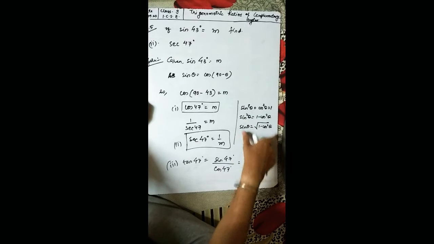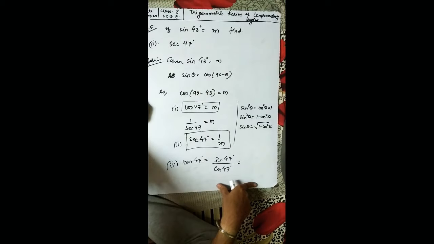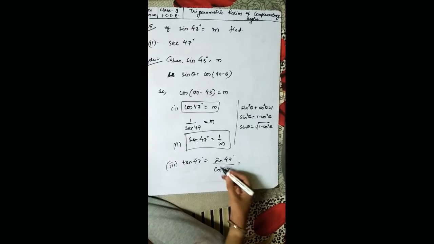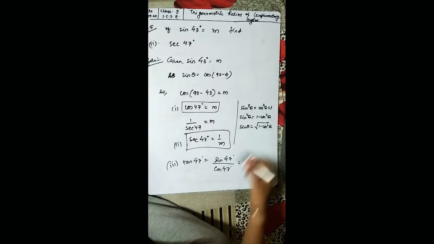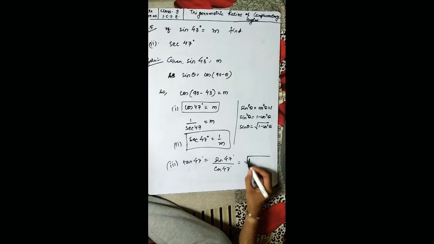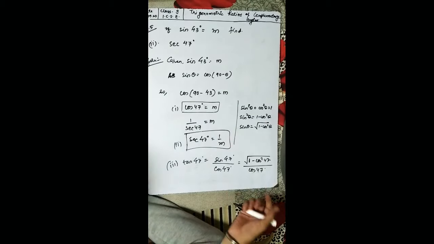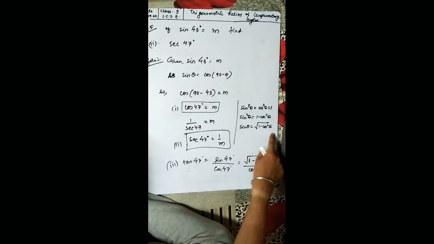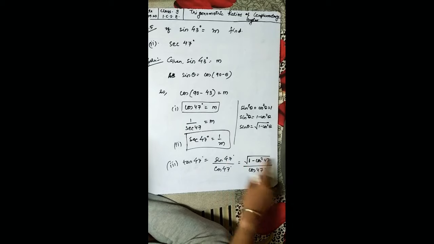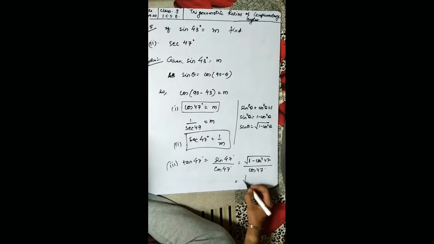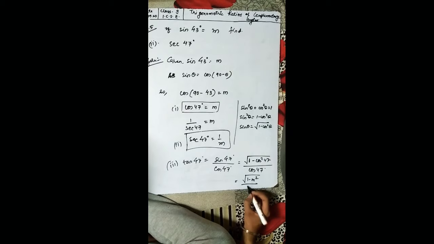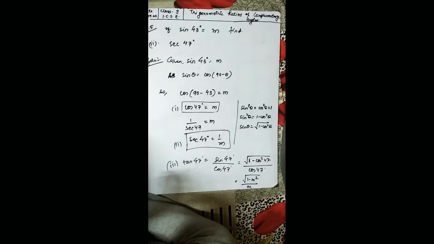Please, you have to write this 3-step in the solution, as this is part of the solution. So sin theta is under root 1 minus cos square theta. So sin 47 can be written as under root of 1 minus cos square 47, because by the relation, sin theta is under root of 1 minus cos square theta. We have cos 47 as m. So under root 1 minus m square upon m. This is the final answer.